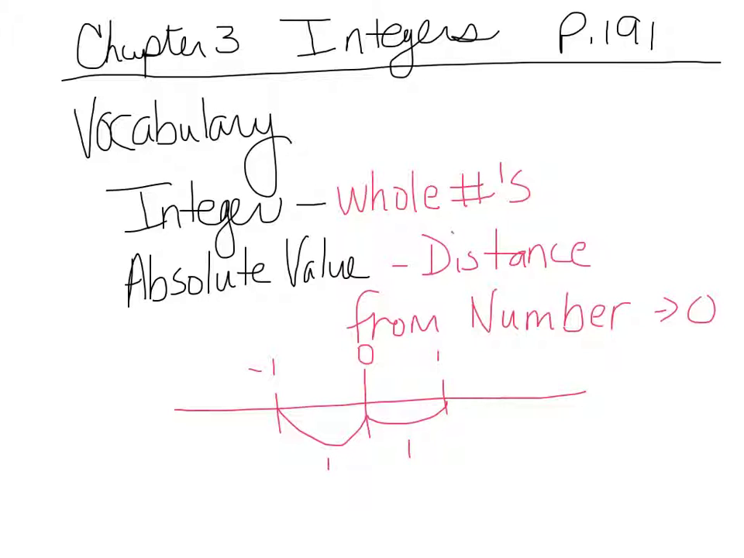So the absolute value of 1, and absolute value looks like kind of a goalpost, of -1. That means the distance between -1 and 0, and the answer is 1. So it kind of looks like a goalpost, so look for that in your book.